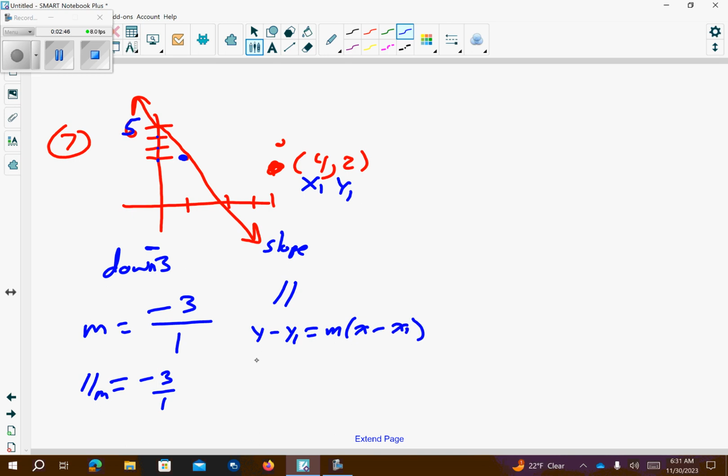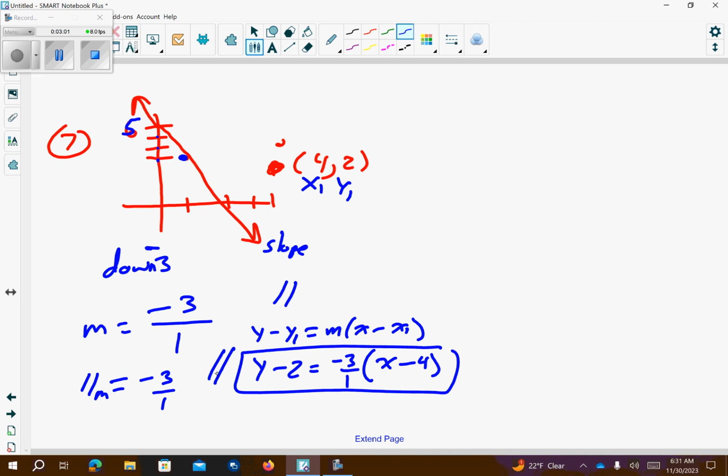So opposite values plug in. So it's a +2. Now it's a -2. Then I plug in -3/1, or you could just plug -3 in. And then I'm going to go x. My x value is +4, so it's now -4. So this is our parallel line to this, meaning it would go right along here. So the parallel line would look kind of like that.